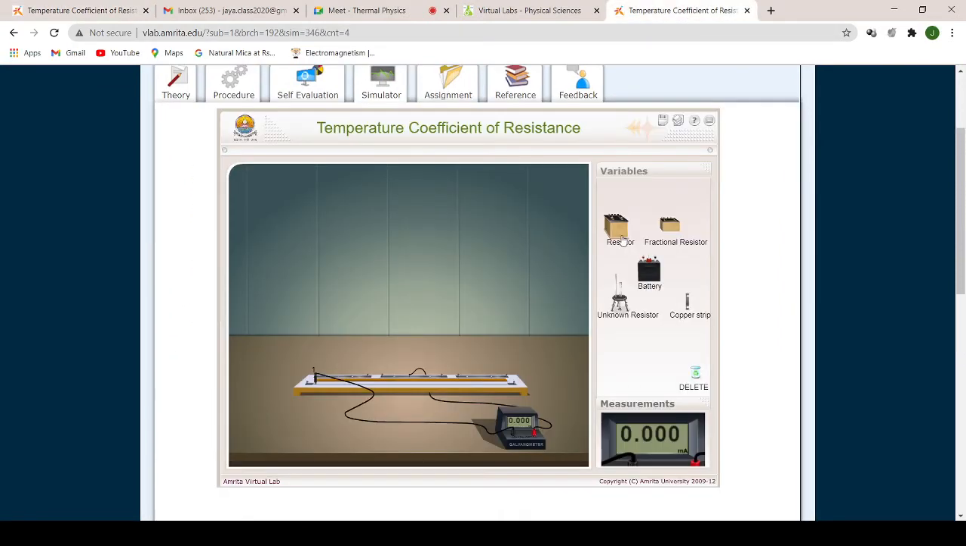So, the resistor has to be dragged to this position. The same resistor has to be dragged to the third slot, and the battery has to be connected here. The fractional resistor also has to be connected, so let us make the connection to slot 1. Now, what is the next step?